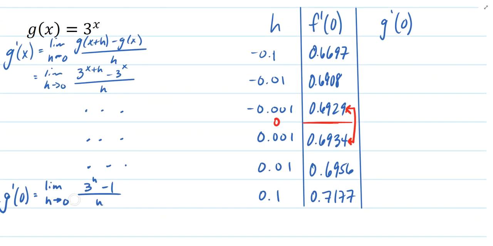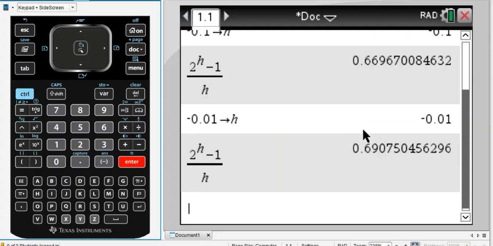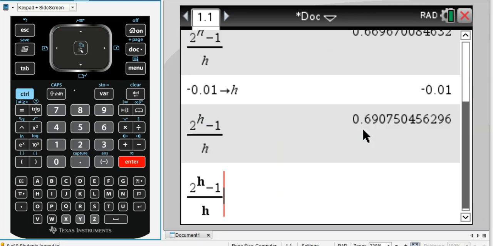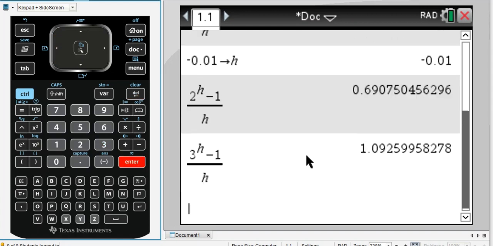Well, with this new function for g prime of 0, we can now do the same thing we did a minute ago. We can rewrite our function. Instead of 2 to the h power, call it 3 to the h power. And I'm going to ignore this result for a second because this isn't the h value that I wanted to start with. I'm going to store the number negative 0.1 in place of h.